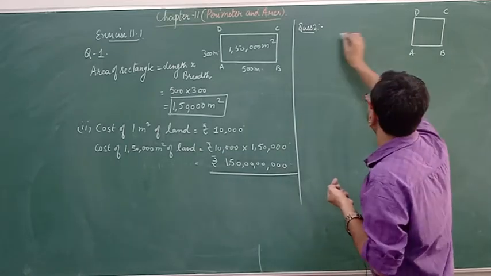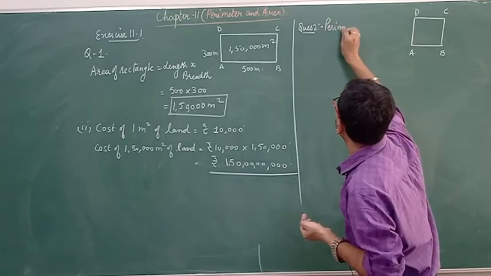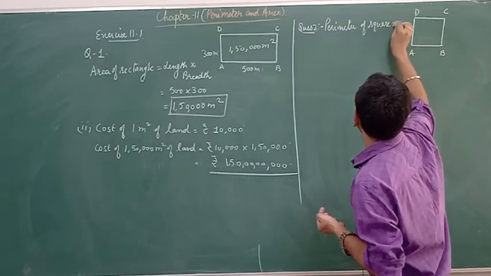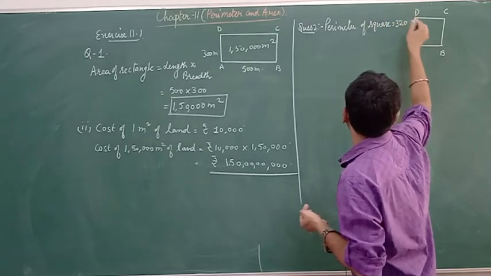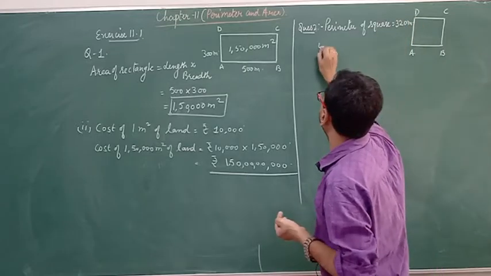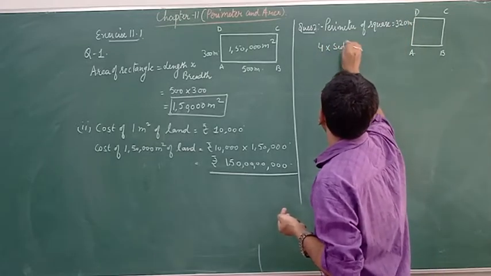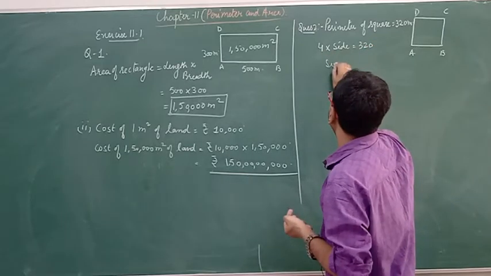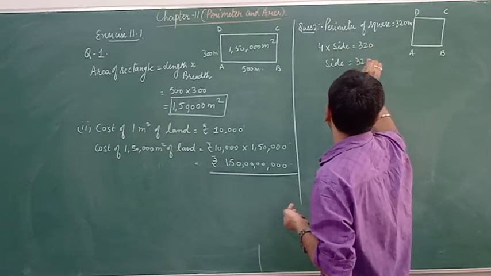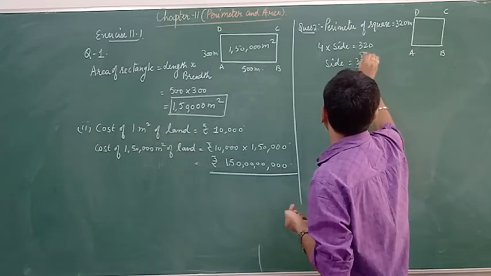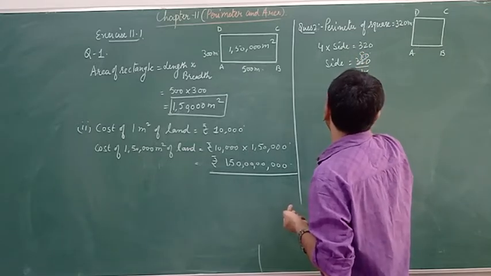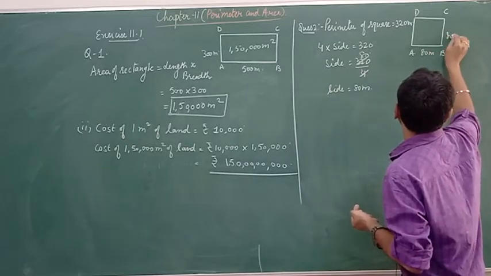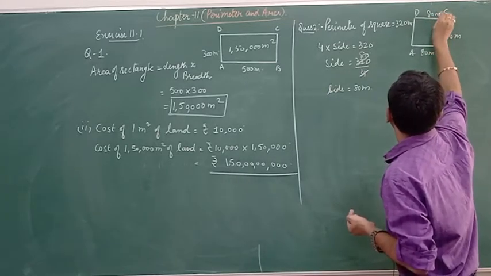Okay. So perimeter of a square, I think 320 meter is given. So what is the formula? 4 into side is equal to 320. Here multiply, there divide, because it's a linear equation in one variable. We'll solve. Side is 80 meter. 80 meter, 80 meter, 80 meter, 80 meter.